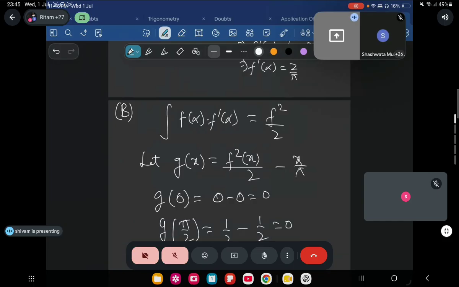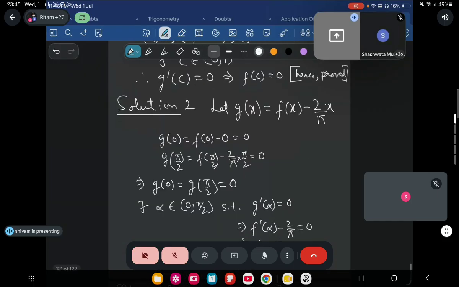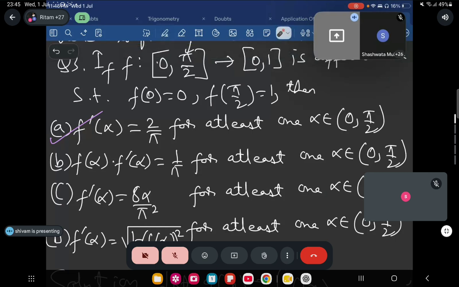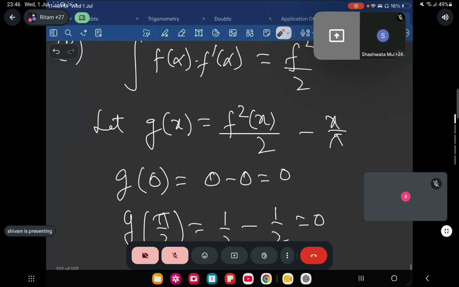Okay, again. See, I have to come to a point such that g dash x is equal to f of alpha into f dash alpha, right? Minus 1 by pi. I have to come to this point. Yes or no? So I have to find out a function whose differential is f of alpha into f dash alpha, isn't it? So I integrated it.